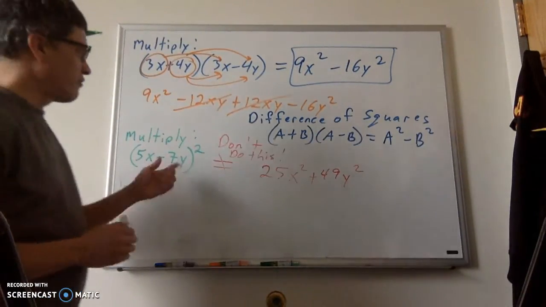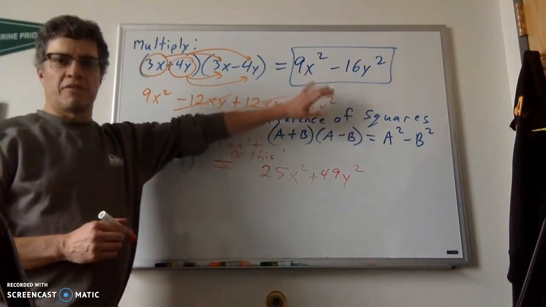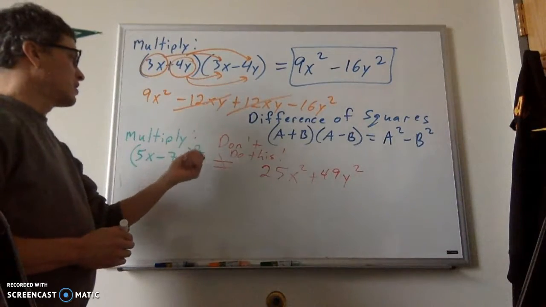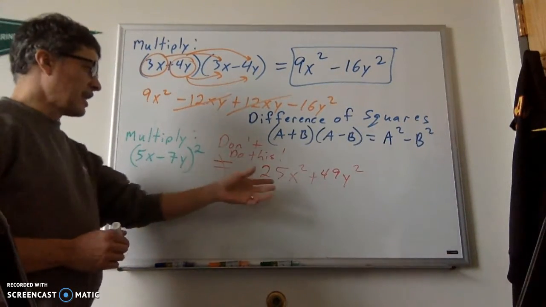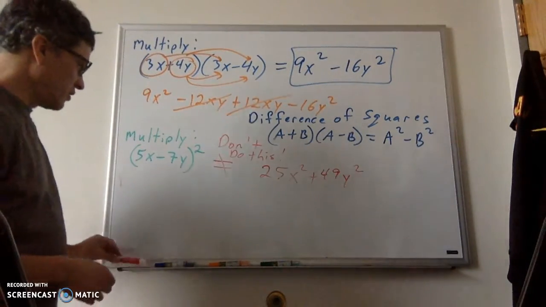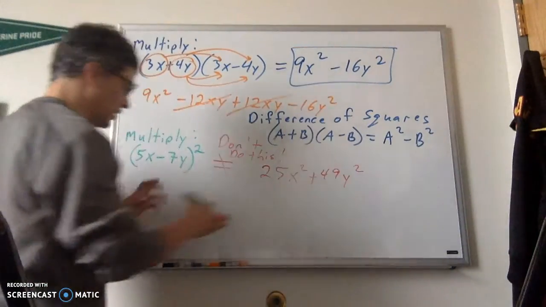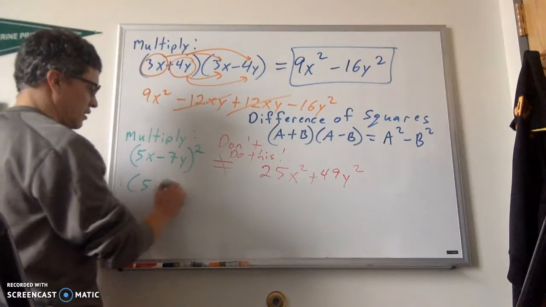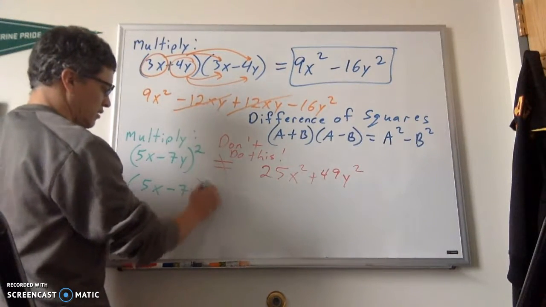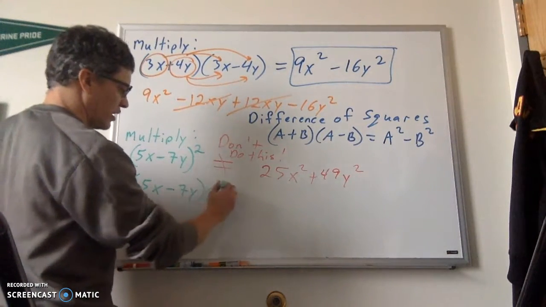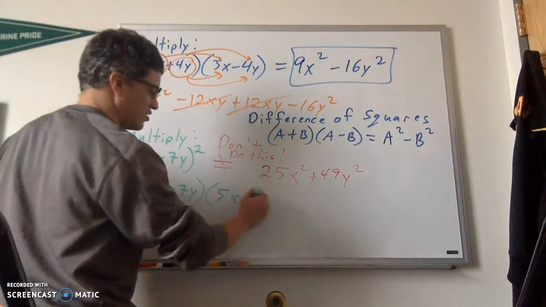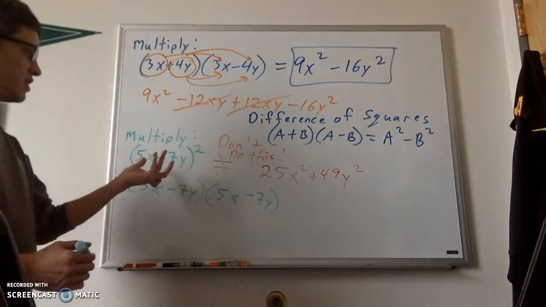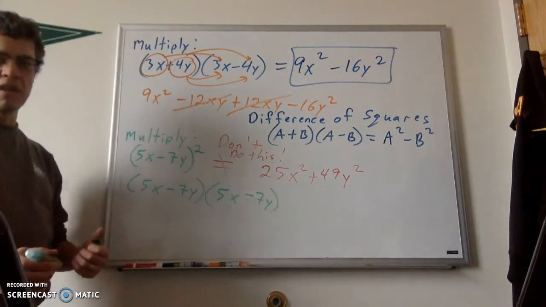Okay. It doesn't quite follow the same way that my difference of squares did, right? Where I just square the first and square the last, and it's done. This is going to be a little different. Let's slow down on this one and do this the long way. 5x minus 7y times 5x minus 7y. Right? It's 5x minus 7y times itself. That's what the square means here.